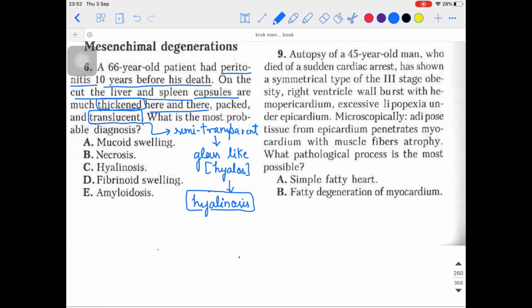So mucoid swelling, first of all you should know the meaning of mucoid swelling and the fibrinoid changes. Mucoid swelling is the reversible thing, fibrinoid changes is the irreversible thing, right? Mucoid swelling is a superficial reversible disorganization of the connective tissue.